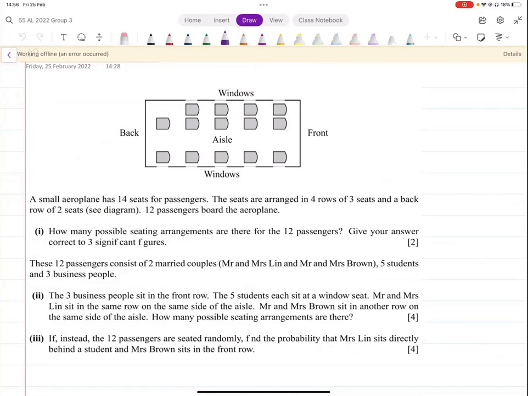A small airplane has 14 seats for passengers. The seats are arranged in four rows of three seats and a back row of two seats. We've got this diagram here. 12 passengers board the plane. Okay, so there are 14 seats in total. You can count them there. There are 14 seats. And they are arranged in four rows of three seats. Rows aapko nazar aa rahi hai kis tarah se arranged hai. And a back row of two seats. Now, 12 passengers board the plane. How many possible seating arrangements are there for the 12 passengers? Give your answer correct to three significant figures.